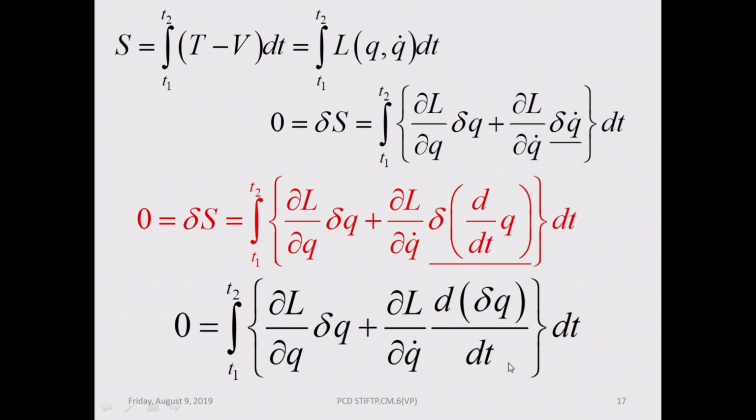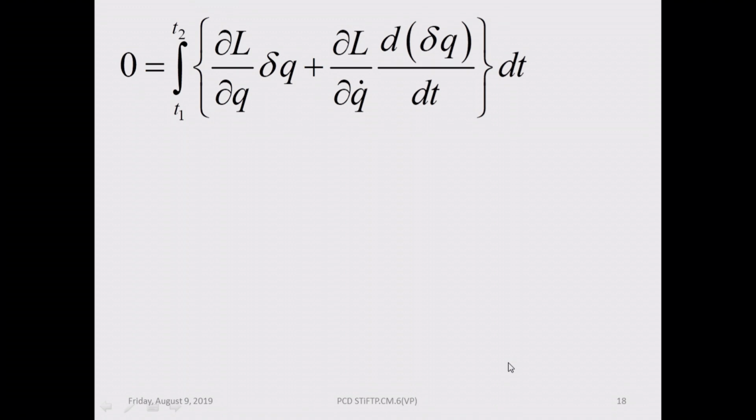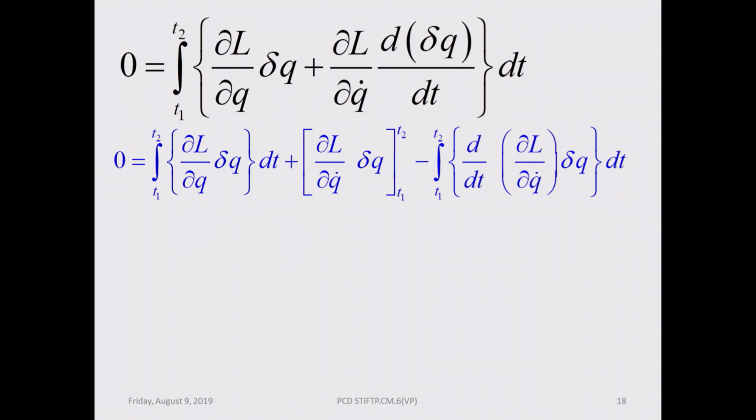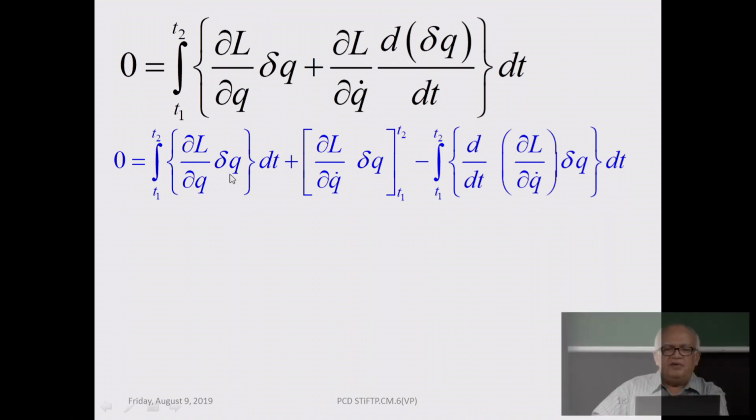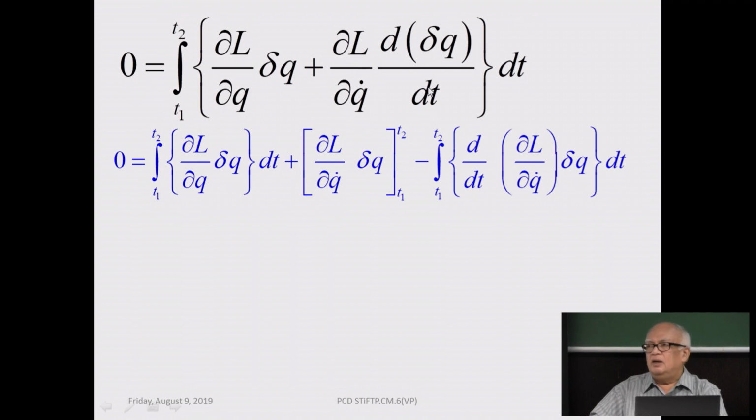This is an important result, and we will carry this to the top of the next slide. Okay, so this is the result that we get. And now you have the first term, the del L by del q delta q you have written here, which is the time integral from t1 to t2. The integration is over the time variable, so this is just the first term. And this is now an integral of a product of two functions. And we know how to integrate a product of two functions. Okay, so this is the integral of the product of two functions.